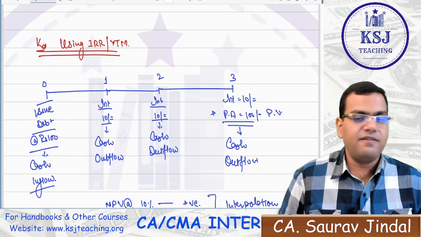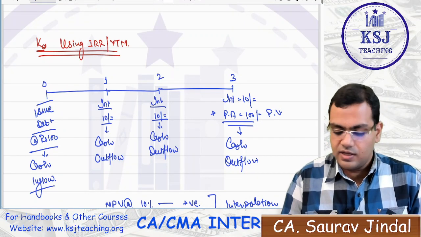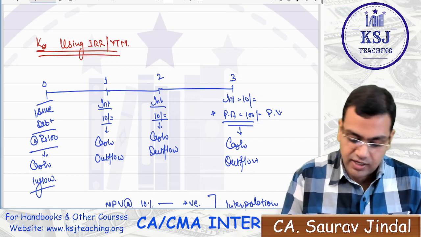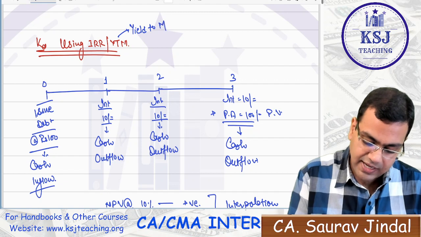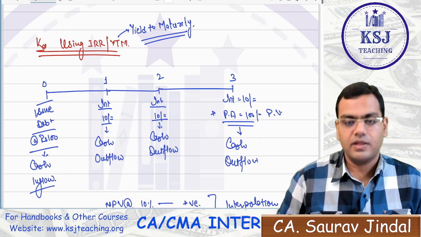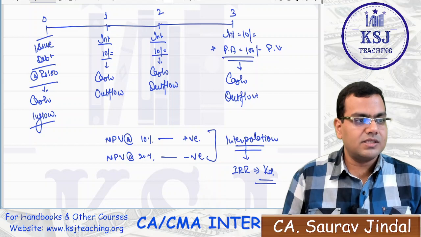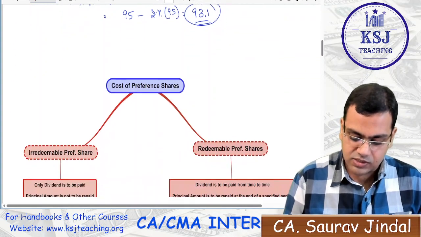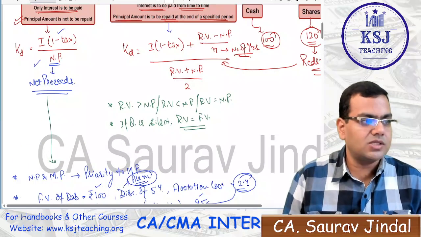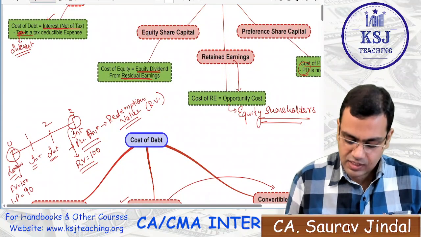So in the question, if specifically it is mentioned that you have to calculate the cost of debt using the yield to maturity, YTM is yield to maturity, then you have to follow the IRR method, right? This is how it is to be utilized. And yes, there have been questions in the past on the yield to maturity. So now this is all about cost of debt. We have discussed everything about the cost of debt. I hope this is clear, right?